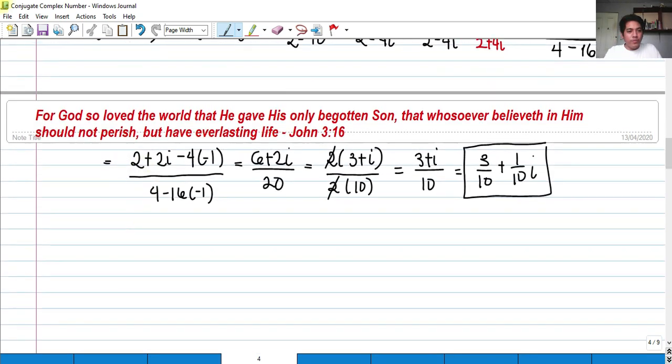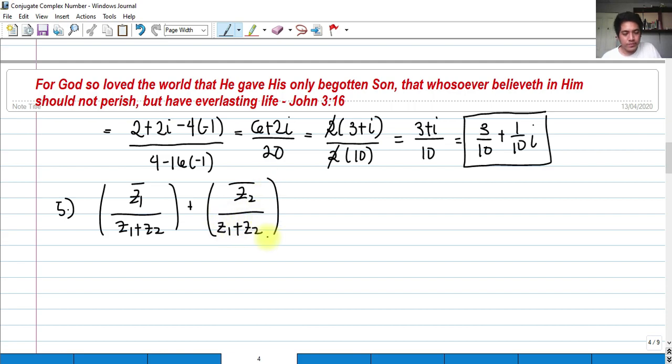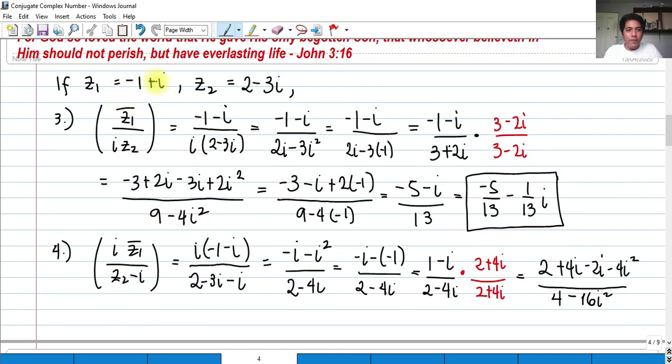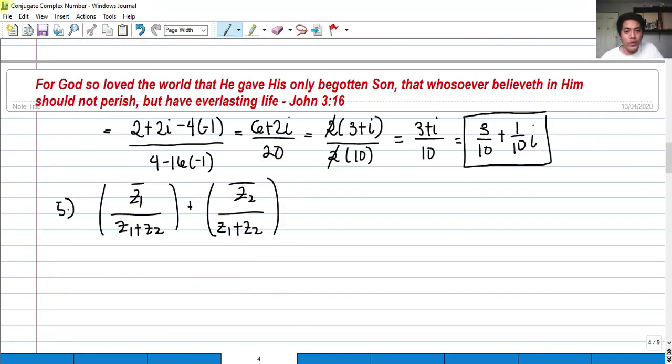So let's go now to problem number 5. For problem number 5, we have the conjugate of z sub 1 all over z sub 1 plus z sub 2, plus the conjugate of z sub 2 all over z sub 1 plus z sub 2. So going back to our given, okay, we have this given negative 1 plus i, then z sub 2, 2 minus 3i. So we're going to substitute it.